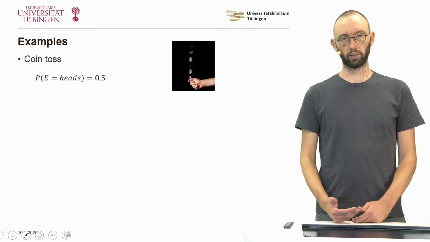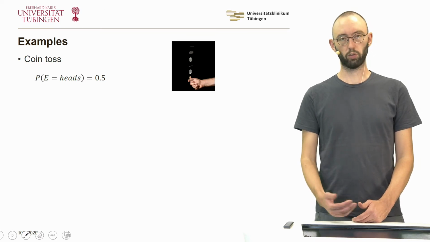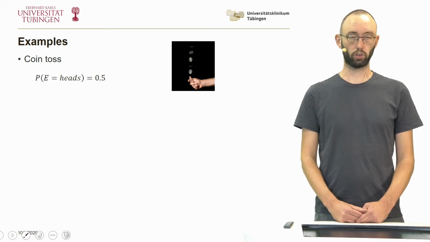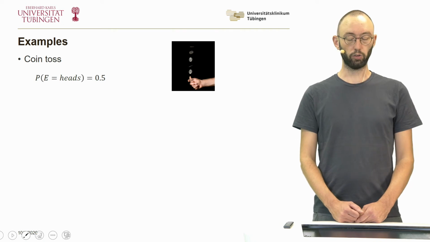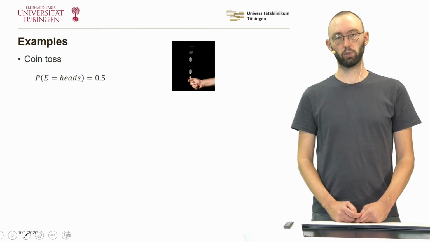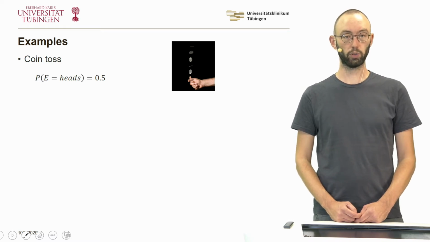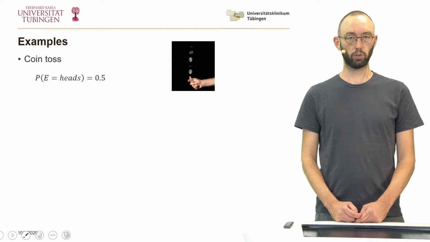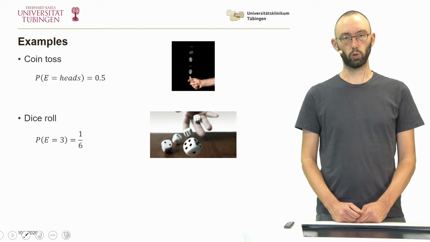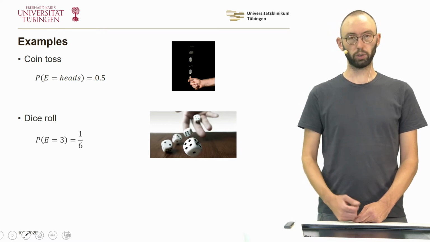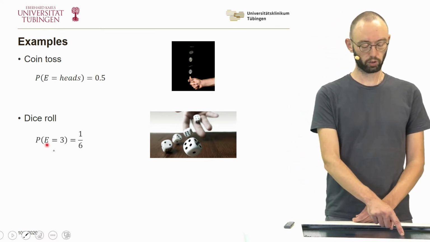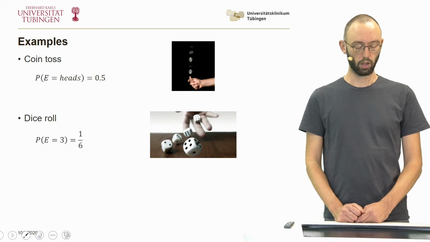So, what are examples of probabilities? One of the most often mentioned examples, of course, is the coin toss, or the toss of a fair coin. In a fair coin, the probability that you observe heads or tails is equal to 0.5. If a coin is not fair but rigged, then this probability can also deviate. Another example of probabilities is the roll of a die. So in a typical die with 6 sides, the probability, for example, of observing an outcome of 3 is 1/6.